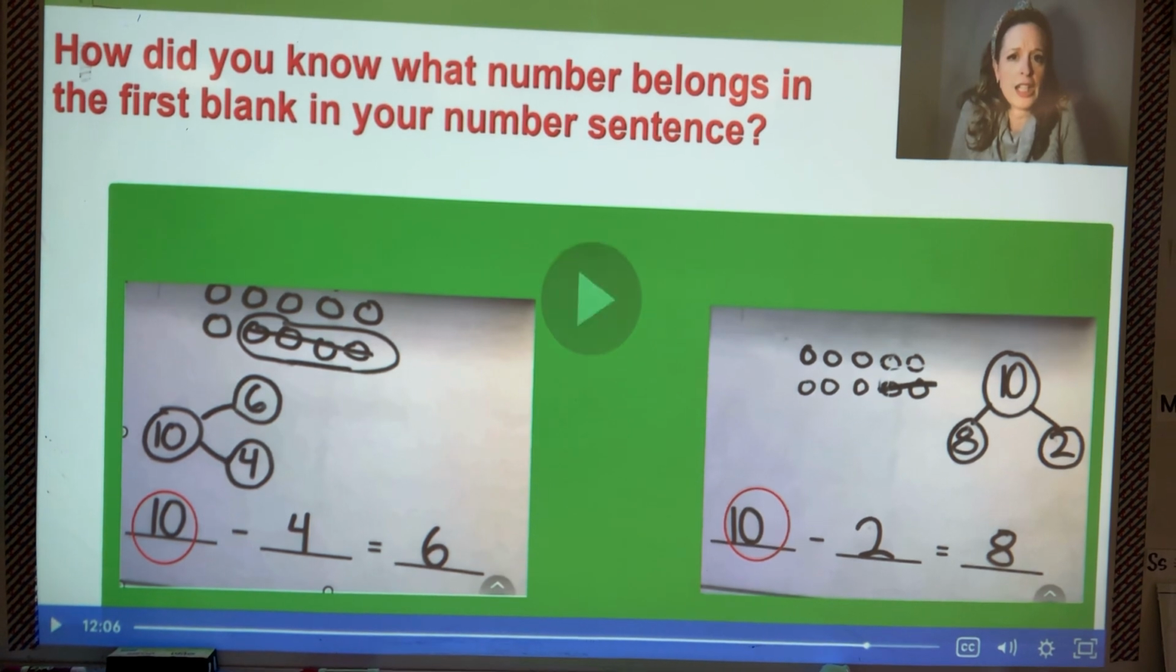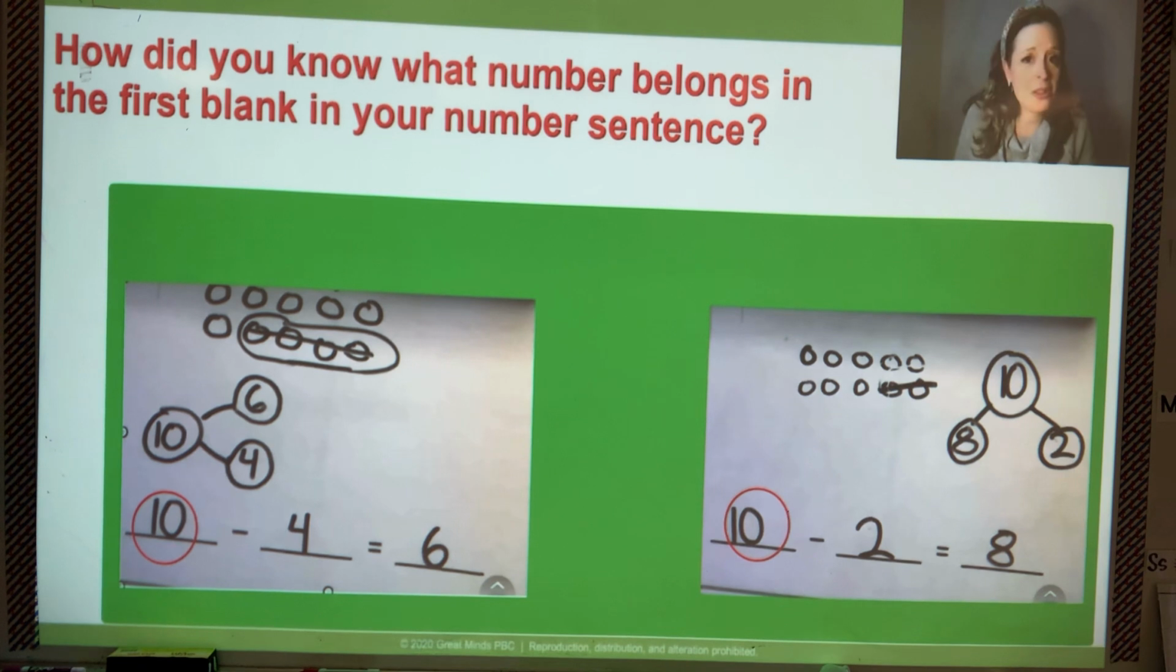Excellent. Did the number bond help you? Did your picture help you? Or did you just know? That's a good part. Pause the video and tell someone in the room how you knew.